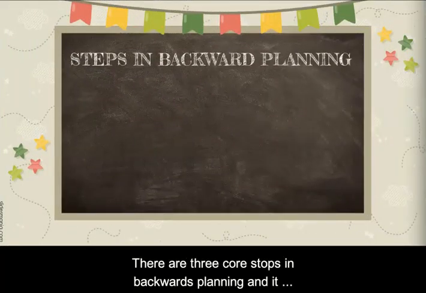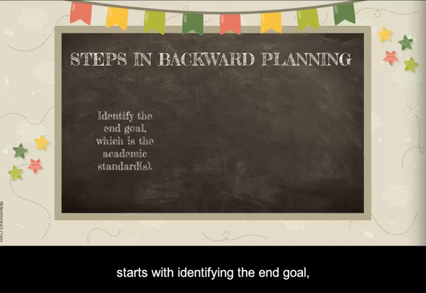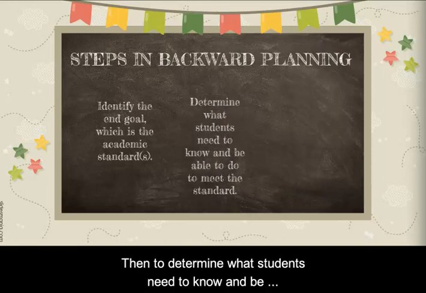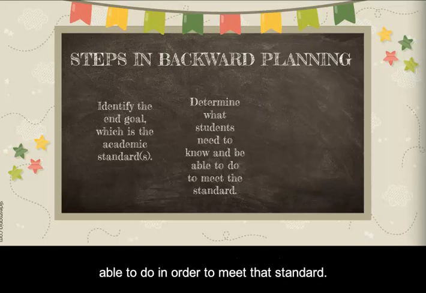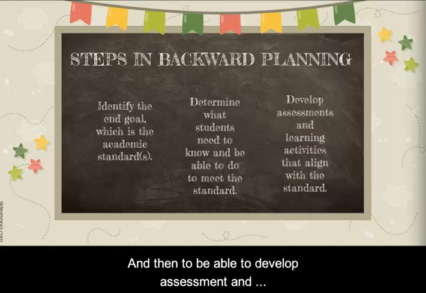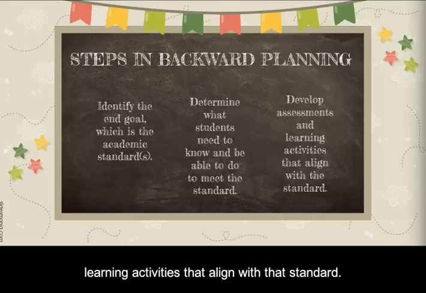There are 3 core steps in backwards planning. It starts with identifying the end goal, which are the standards that you're going to teach. Then, to determine what students need to know and be able to do in order to meet that standard. And then to be able to develop assessments and learning activities that align with that standard.